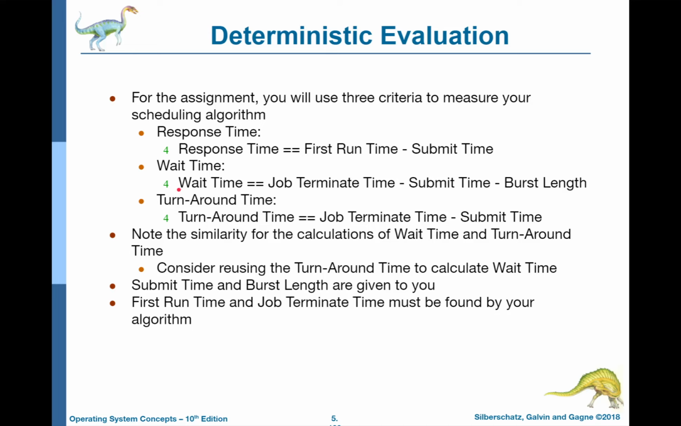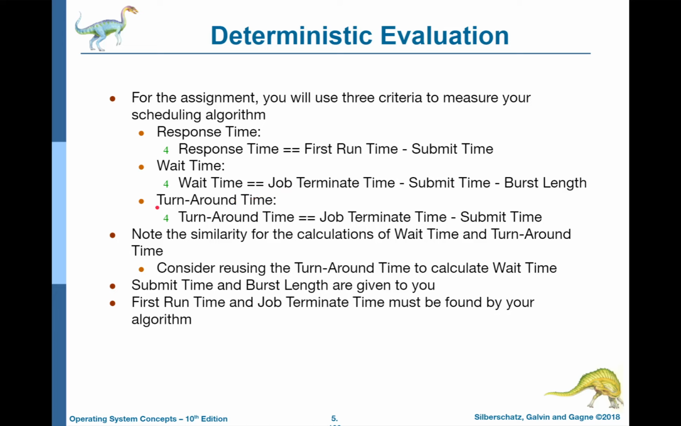The second criteria is the wait time. You will find the wait time by taking the job terminate time and subtracting from it the submit time and the burst length. We discussed this in the previous video, where we discussed how to find criteria, that the wait time can easily be found by subtracting the burst length from the total turnaround time of that particular job.